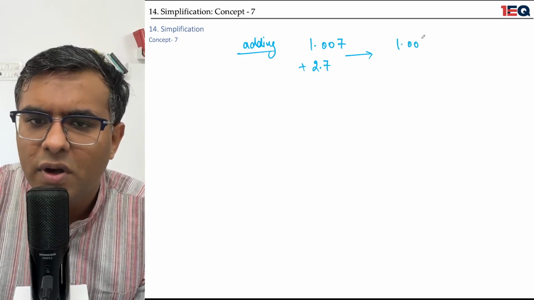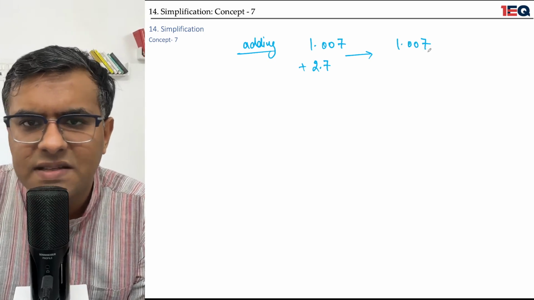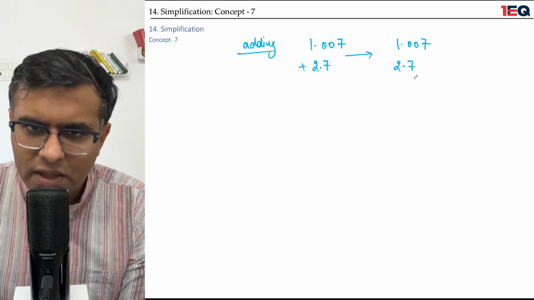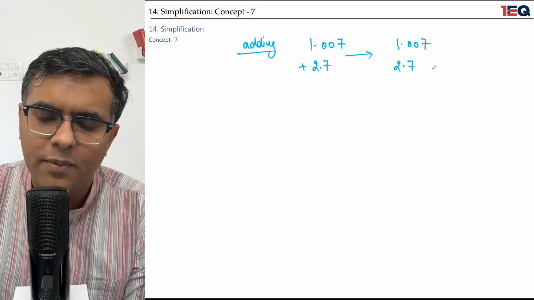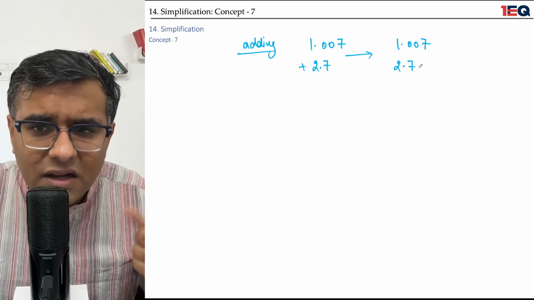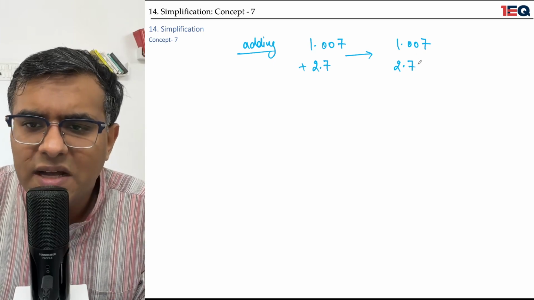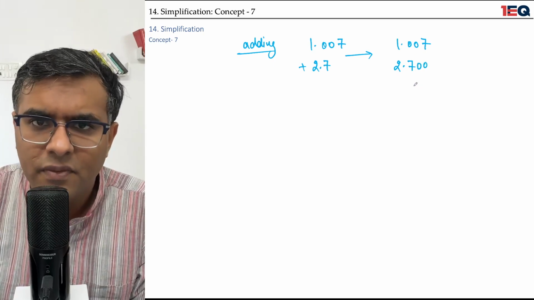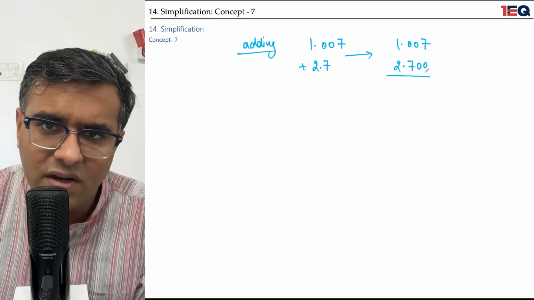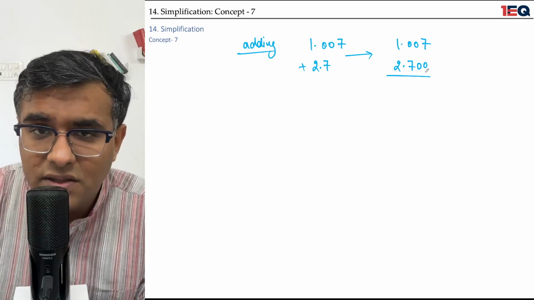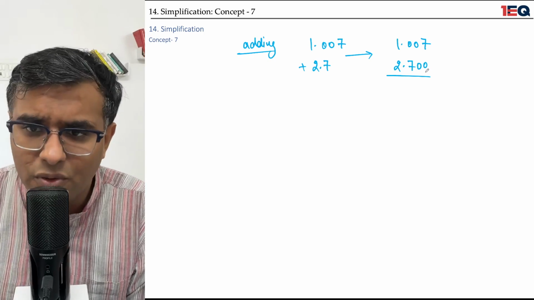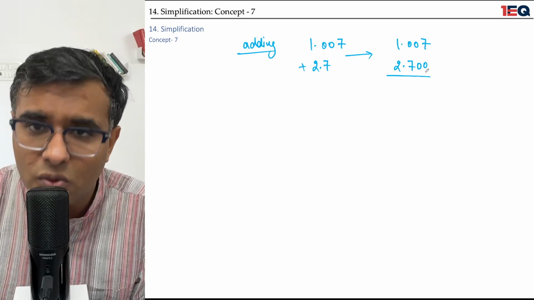When I say 1.007, this has 3 decimal places on the right hand side. When I talk about 2.7, this has only 1 decimal place on the right hand side. To equalize these two in terms of the decimal length, I'll add 2 zeros in the end. So this doesn't change the real value of 2.7. You can say 2.700, so that all comes down to 2.7 only.